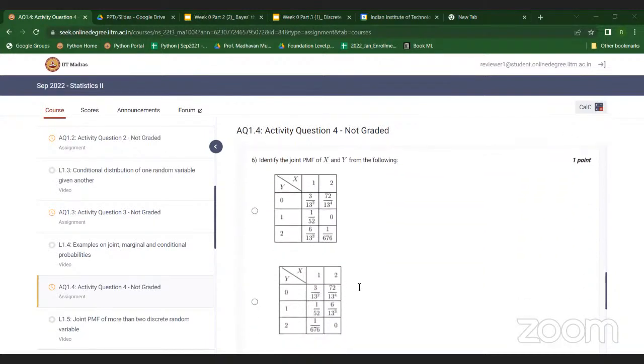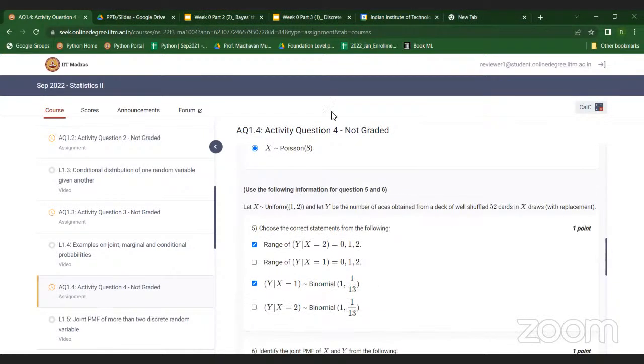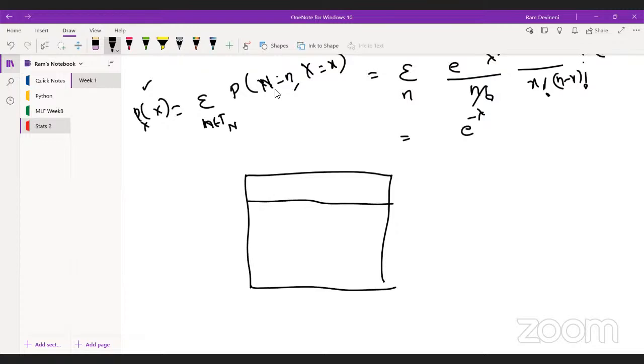So they are asking to identify the joint PMF of X and Y. Let's just solve for this. X is the number of draws, which could either be 1, 2. Y is the number of aces, which could either be 0, 1, 2. What is the probability for X equals 1? It's going to be half, because it's a uniform distribution.